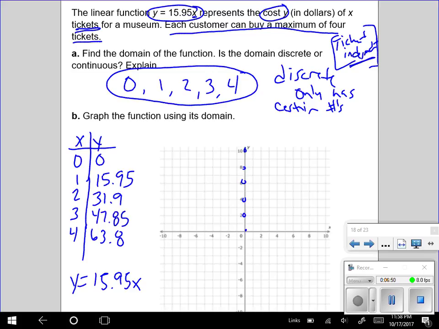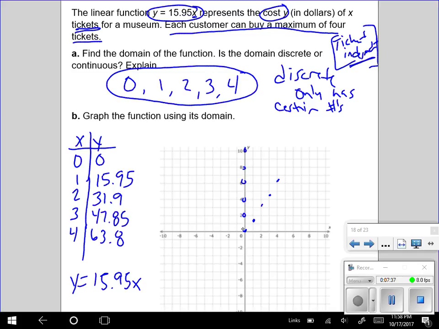Okay, so 0, 0, 1, and then we'll go to 15, past 15, 2, 31, 3, and I'm just doing the best I can on this graph here, 47, sorry, I guess this would be more like right here, a little up further, there we go, 47, so like right there, and 63.